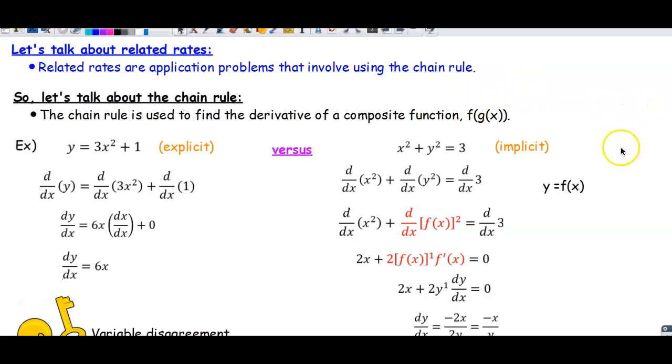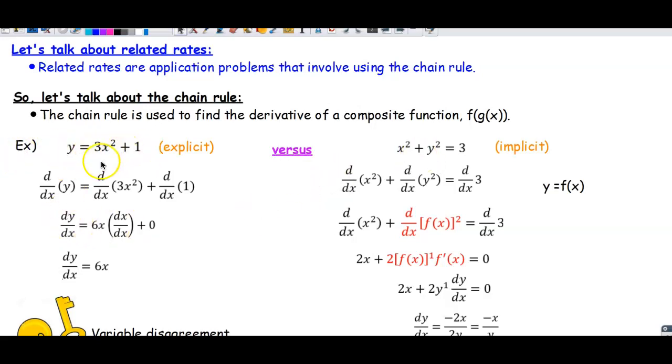I have two equations here. The first one is an explicit function, where y is by itself, so that makes it explicit, and it's easy to take the derivative of. On the right-hand side, I have the equation of a circle, x squared plus y squared is equal to 3. That is an implicit relationship because our variables are not isolated. I could isolate either x or y, but that could possibly make the problem more difficult.